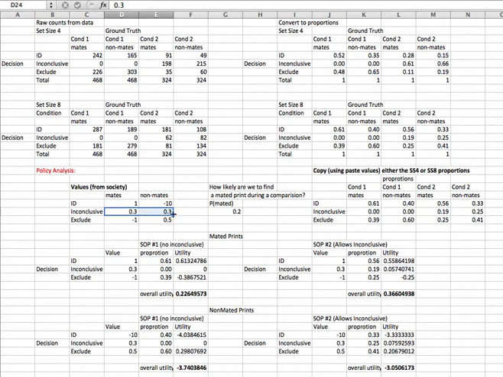Okay. We're also going to need to know how likely we are to find a mated print during a comparison. And I put this number at 0.2 based on some discussions with some latent print examiners who claim that in their laboratories about 80% of the comparisons result in an exclusion. Part of this might be erroneous exclusions, but I think most of it reflects the fact that there are 6 billion people in the world who don't match this particular print, and there's one guy that does.